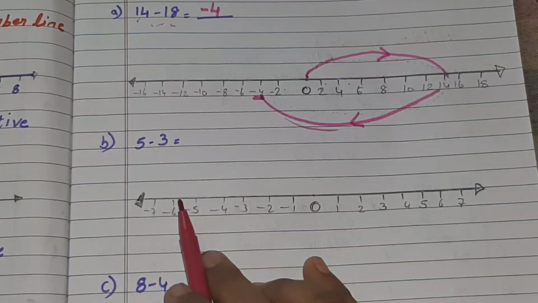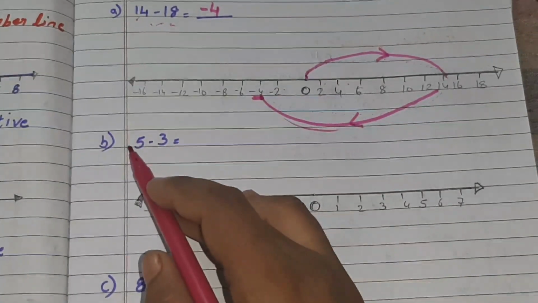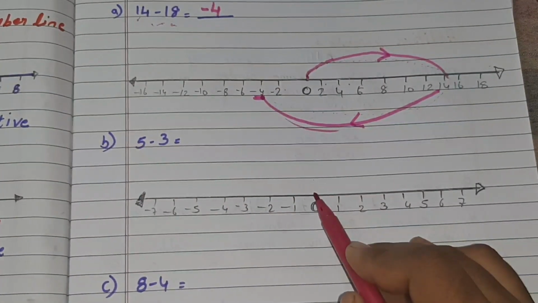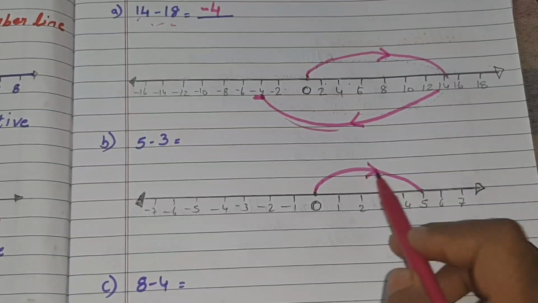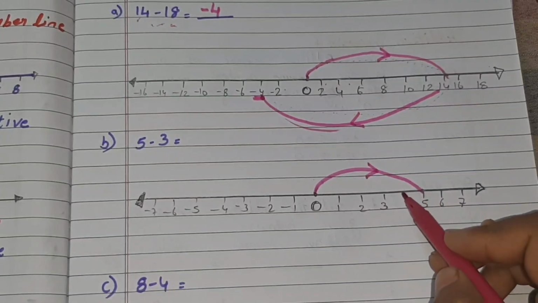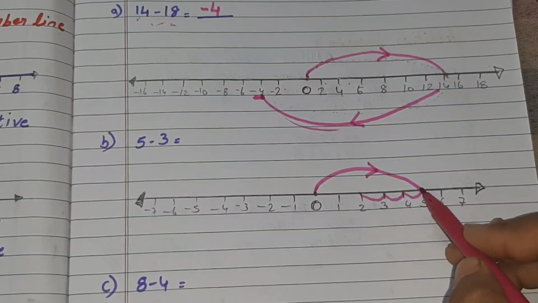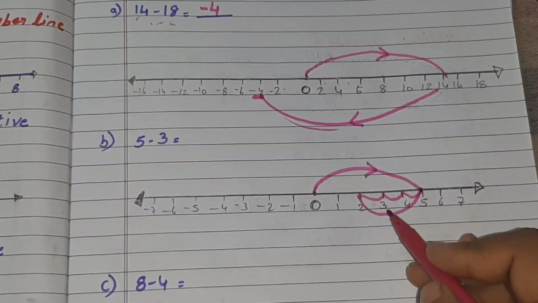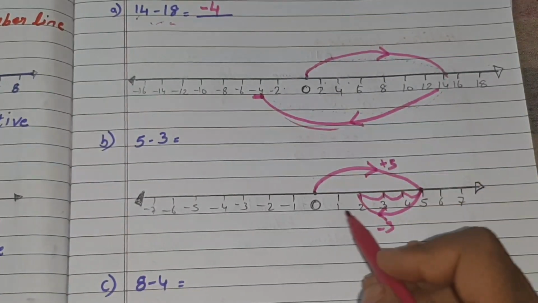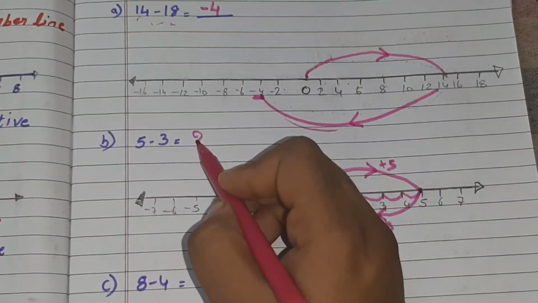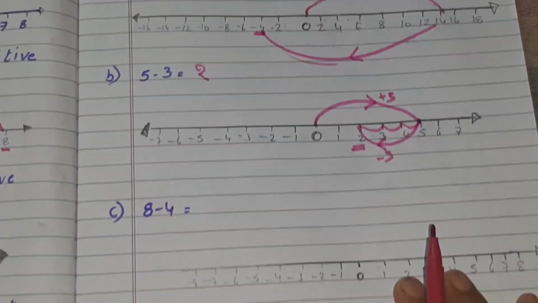And the second question is very simple. 5 minus 3, how are we doing it? In the same way. 5 is positive, so we will move towards the positive. 0 to 5 we will take. Then we have to do minus 3, means 1, 2 and 3. We will count it, 1, 2 and 3, and directly move towards 2. So this is minus 3 and this is plus 5. So what are we getting? We are getting the answer 2. Understood?